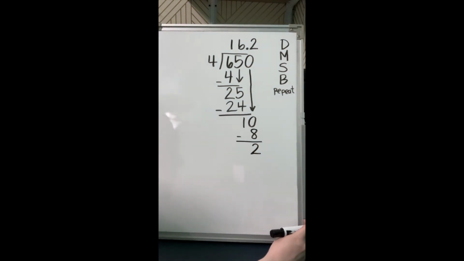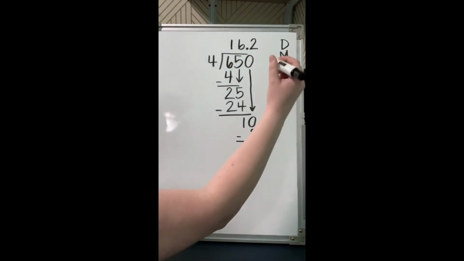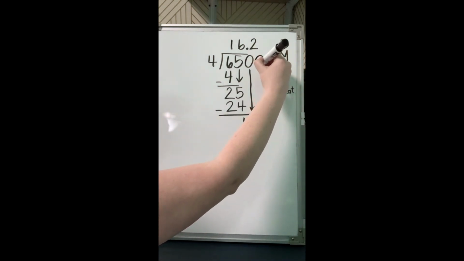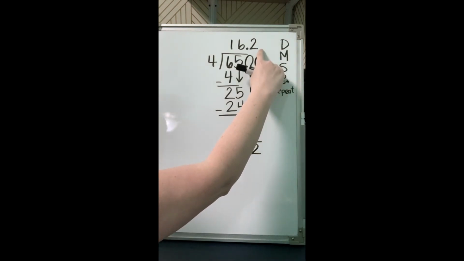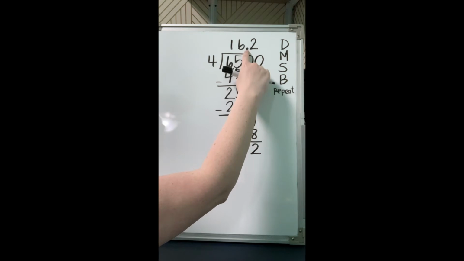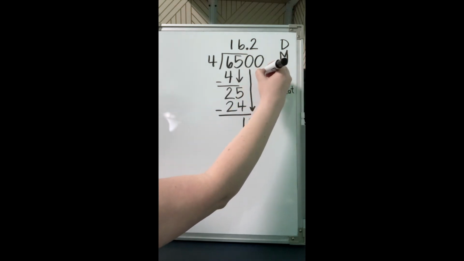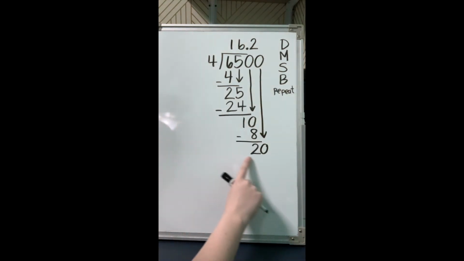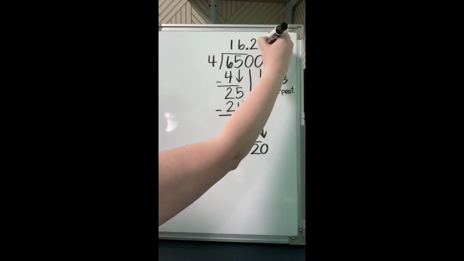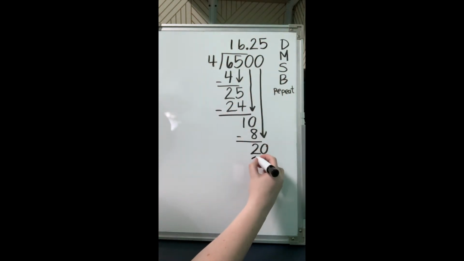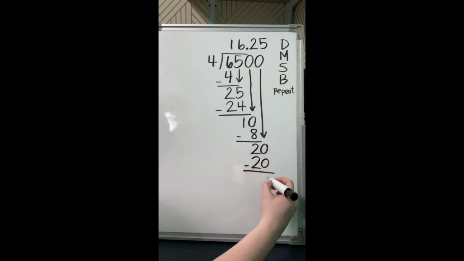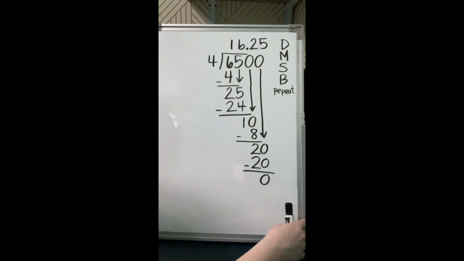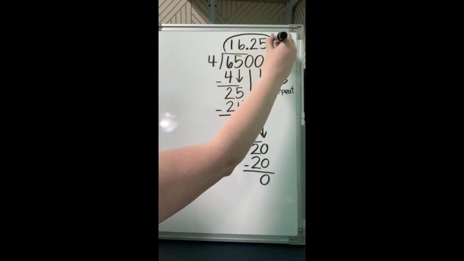Again, at this point, we can add another 0 because we don't want to be stuck with a remainder. We're not going to add another decimal point up here because you can only have one decimal point in a number. So all we have to do is add another 0 and bring it down. Now we have 20. How many times can 4 fit into 20? It can fit in 5 times. 4 times 5 is 20. Subtract, and now we have 0. So our answer, instead of being 16 remainder 1, is 16.25.